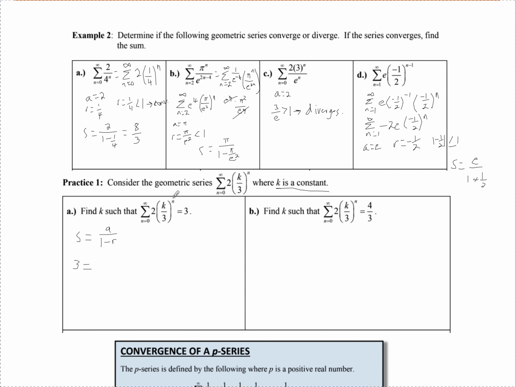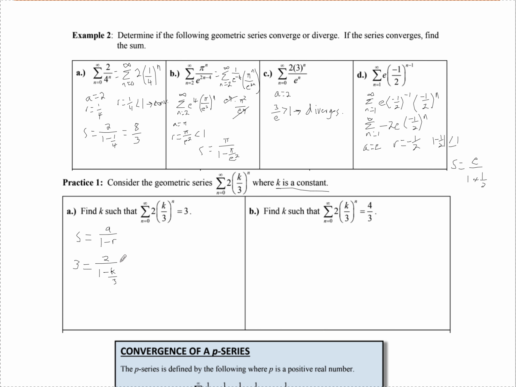Well, when n is 0, I plug in 0 there. K over 3 to the 0 will be 1. That'll go away. So my starting term is 2. A is 2 over 1 minus r. Well, what do I know r is? r is going to be K over 3, right? K over 3. Weird looking K. Sometimes my computer hangs on with me, sometimes it doesn't. Okay, so this now has an equation that we can solve for K.